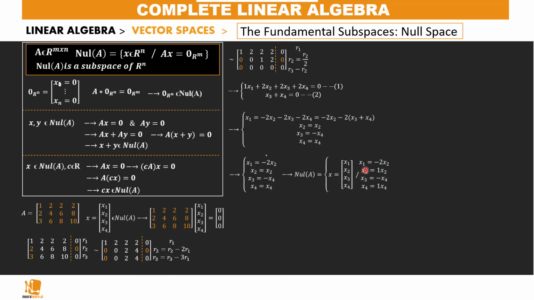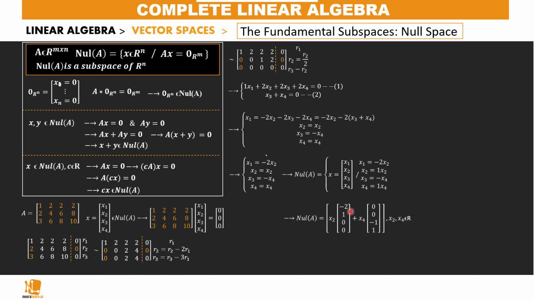X must be such that x1 should be equal to negative 2x2, x2 should be equal to x2, x3 equals negative x4, and x4 equals x4. So what we need to do here is we actually select x2 and x4, and then we generate x1 and x3. To write this better, we have the null space of A is made of the linear combination of the vectors (-2, 1, 0, 0) and (0, 0, -1, 1). We can note them as v1 and v2, where x2 and x4 are constants.